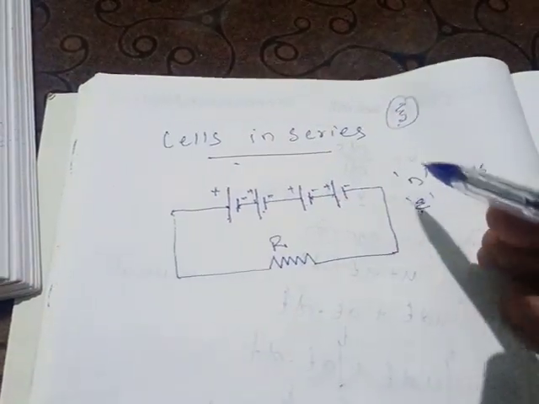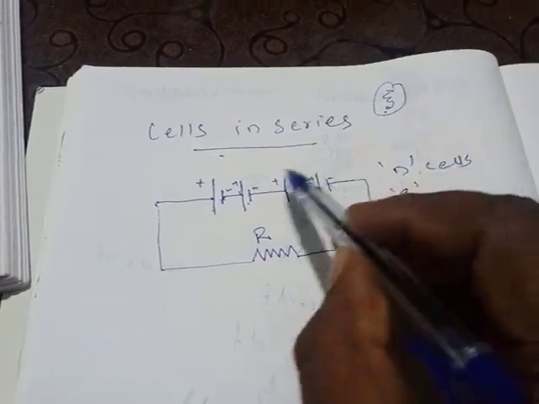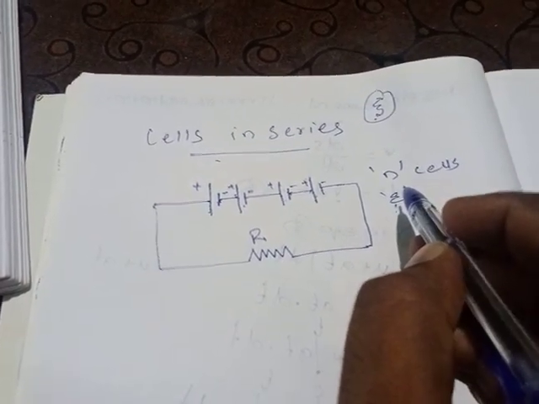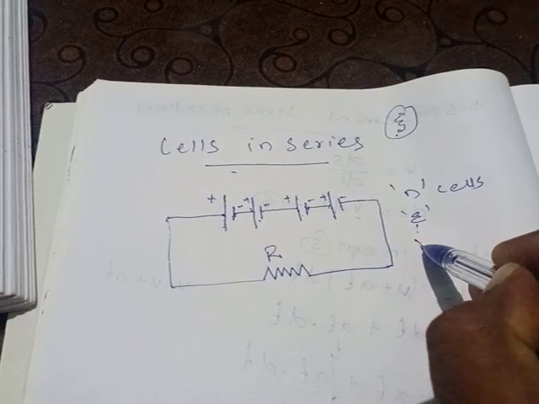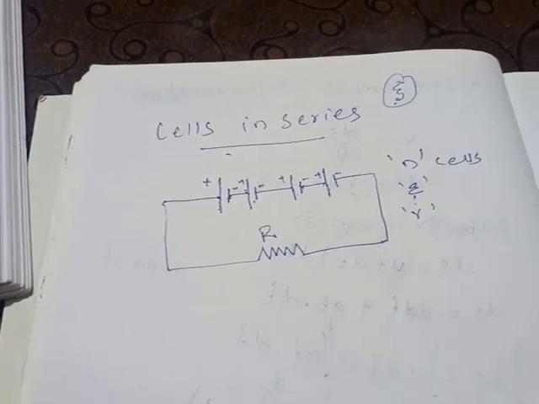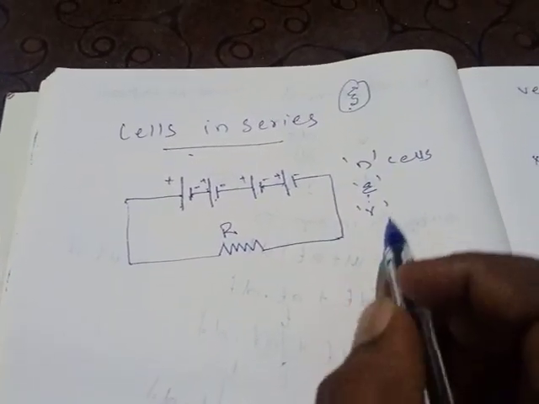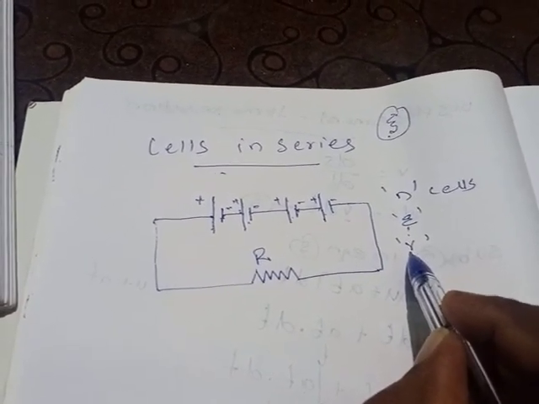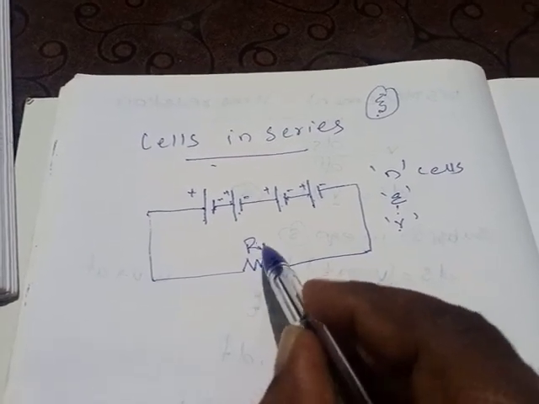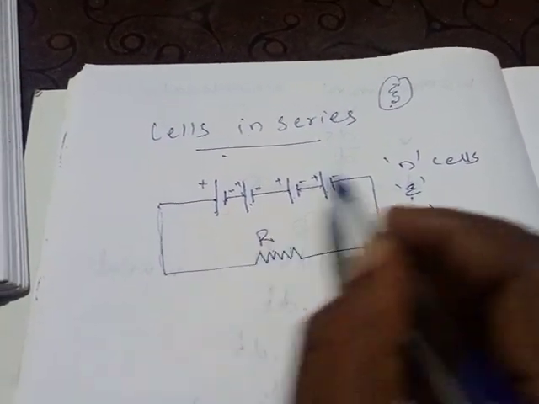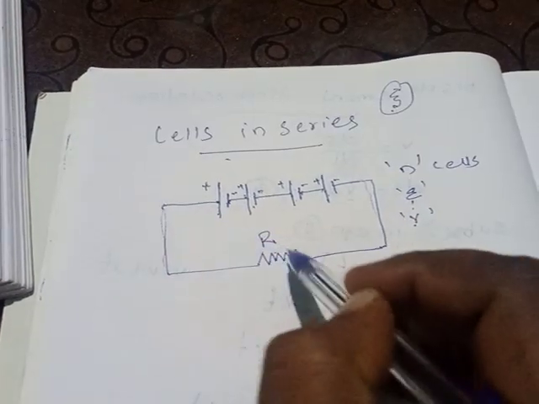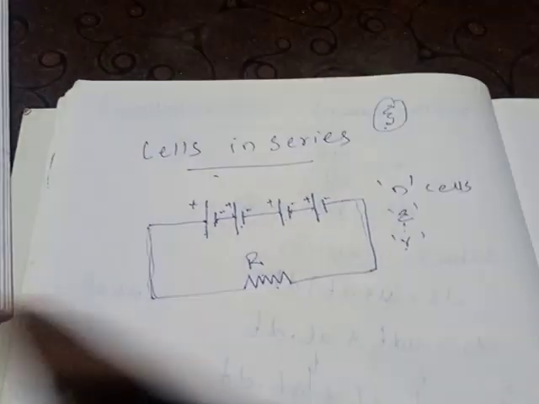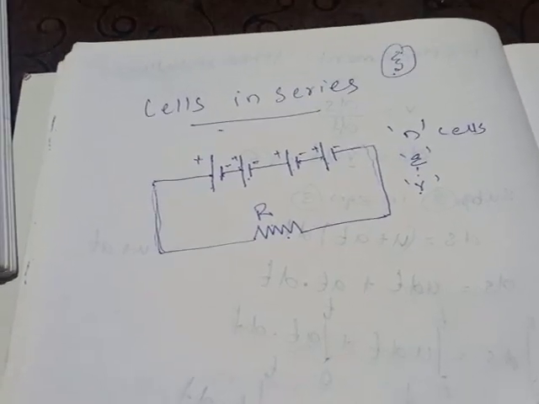So N cells are connected in this circuit, and each cell contains some EMF, and each cell has its own internal resistance r, which is small, along with an external resistance R. All these cells are connected with an external resistance R. That is what you can see in the circuit diagram.